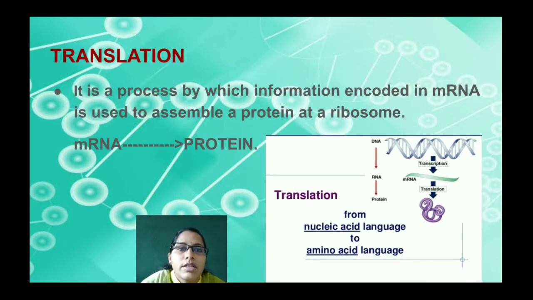Next, we'll understand what translation is. We have already said that RNA copies the DNA. This process is the continuation, wherein the information that mRNA has received from the DNA will be used to assemble a protein at the ribosomal site. So mRNA is converted to protein. In the figure again you can see that DNA is converted to RNA, RNA to protein. The major thing is that mRNA will use the information it received from the DNA to assemble a protein at the ribosome.